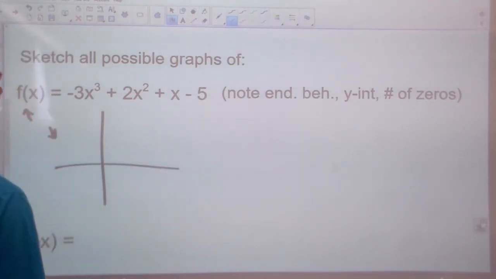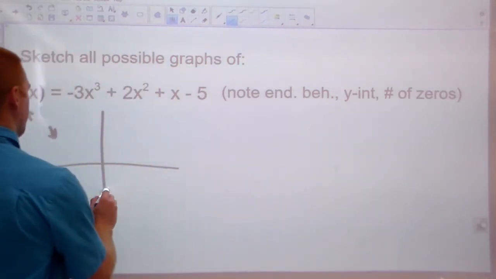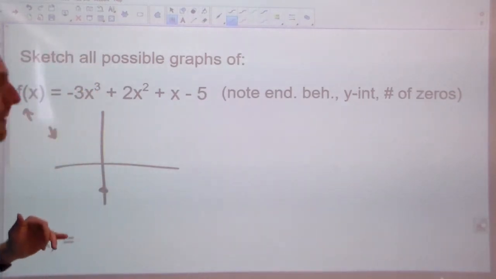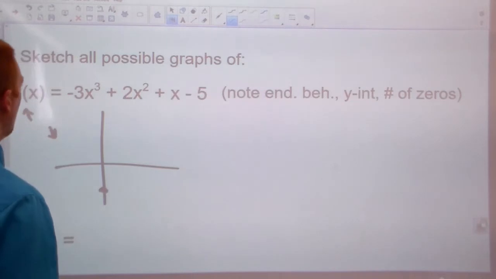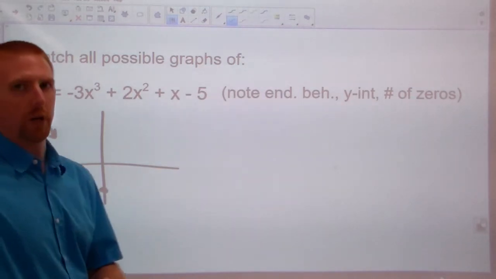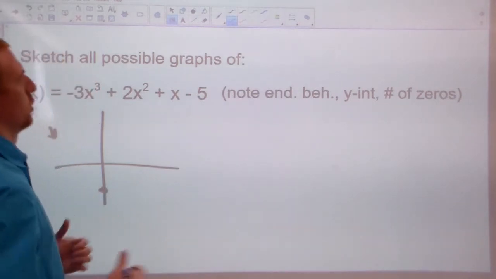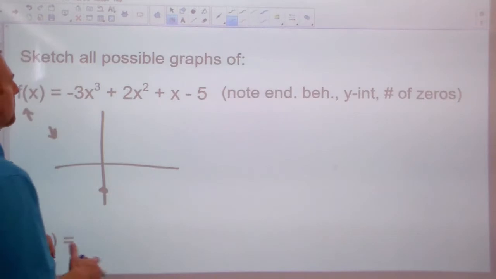So let's think about what could happen. All right, well, the y-intercept is always this constant at the end. So it's at negative 5. And the number of zeros, we should have 3 zeros. They may not all be real, but we should have 3 zeros. So at least 1 should be real. And hopefully that's kind of familiar from Algebra 2, but trust me on that. If not, I can maybe find something to help you review that idea.